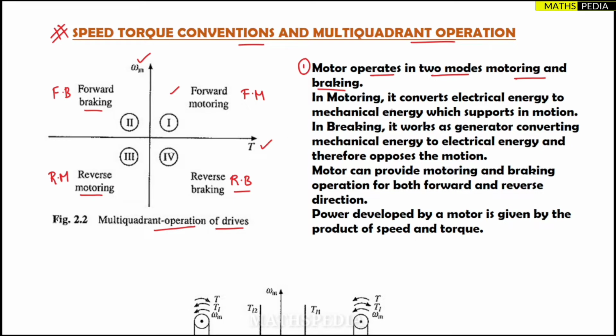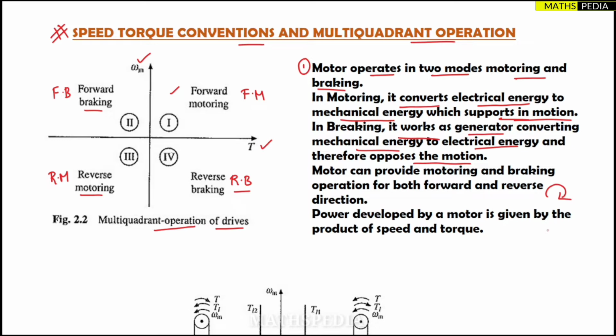In motoring, what happens? Motoring basically converts the electrical energy into mechanical energy, which supports the motion. As you know, motoring means electrical to mechanical. Braking, what happens? The opposite case, the reverse of this. That means it works as a generator in braking and converts the mechanical energy to electrical energy. Motoring supports the motion. Why? Because it is rotating in the same direction.